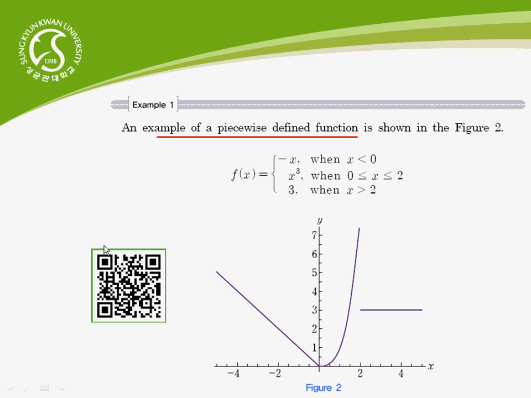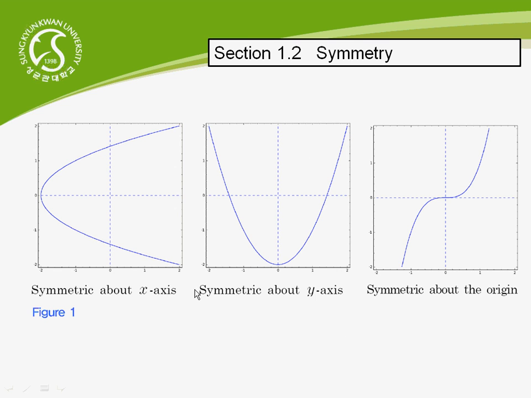Let's see the example. This is an example of a piecewise defined function. It has this value in a negative domain. It has this shape on this domain, and this is a straight line after x value over 2, something like this. It is a piecewise defined function. If you go to this website, then you know how to draw the graph of it.